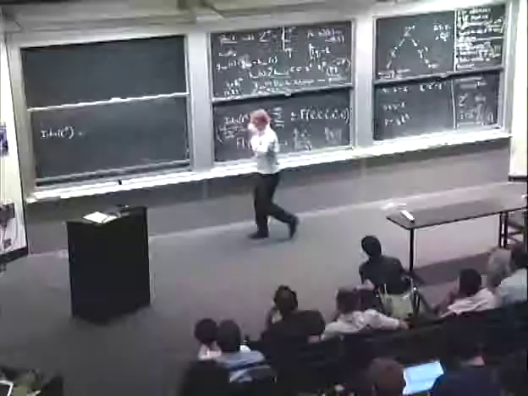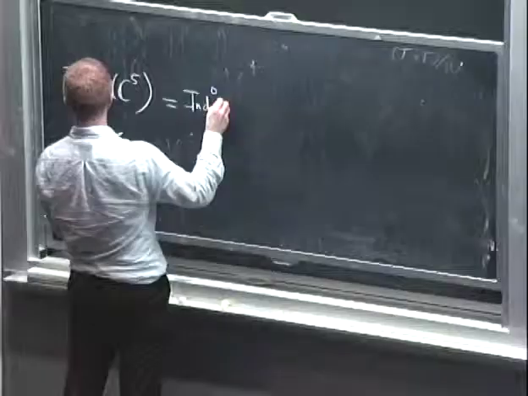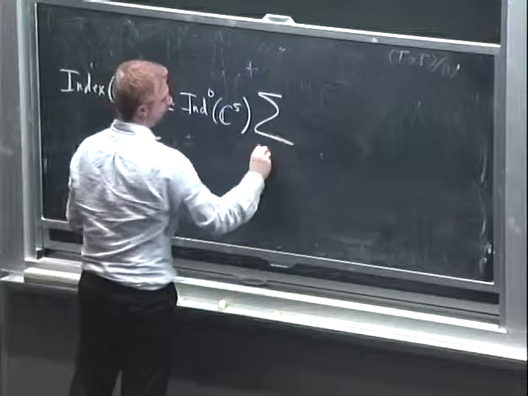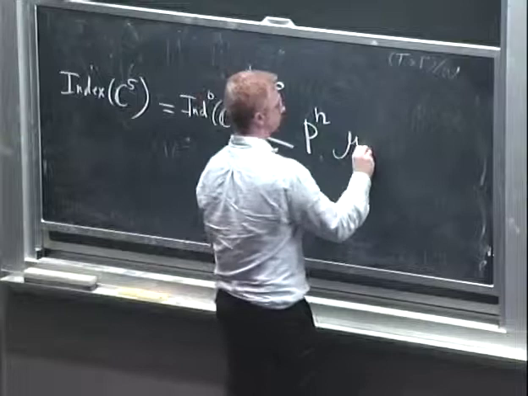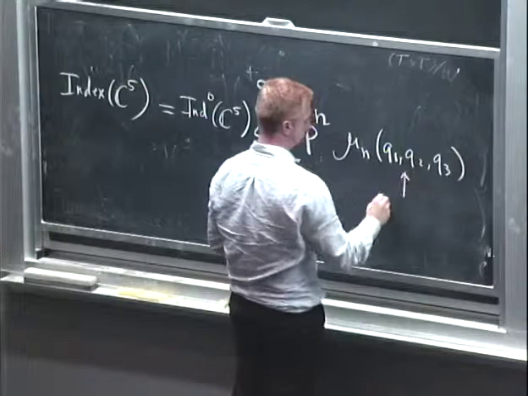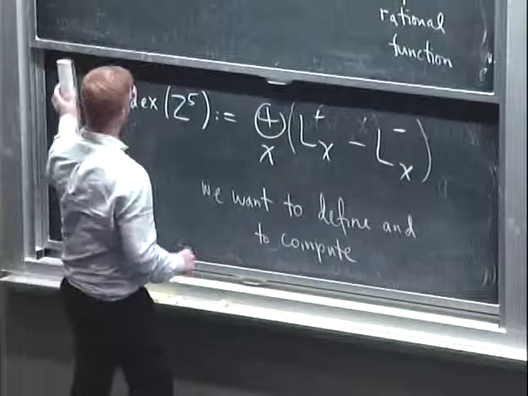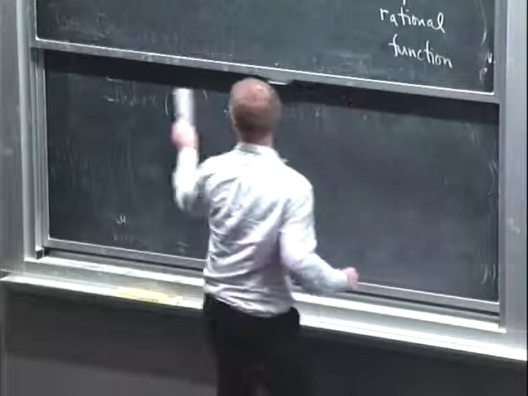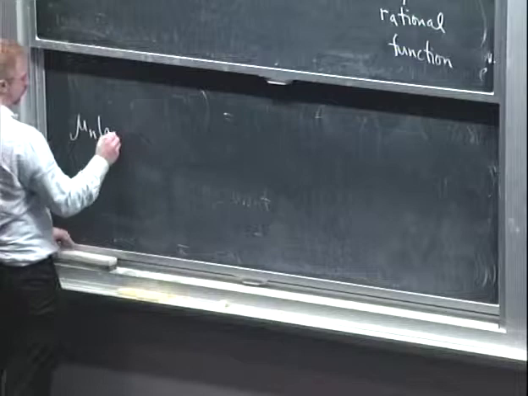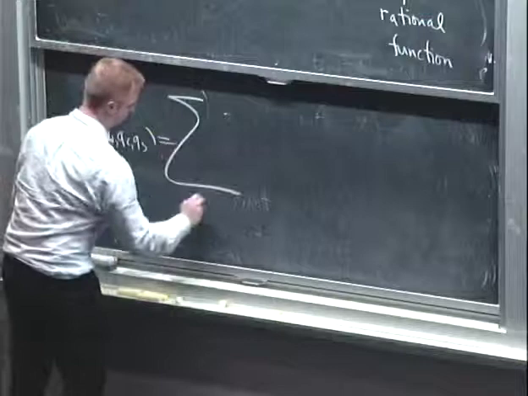And so there is something which is not interesting, which I will call index 0. And then there is a sum, p to the n, mu n. So this is some rational function. And what this mu n is, it's the sum over all plane partitions of size n.